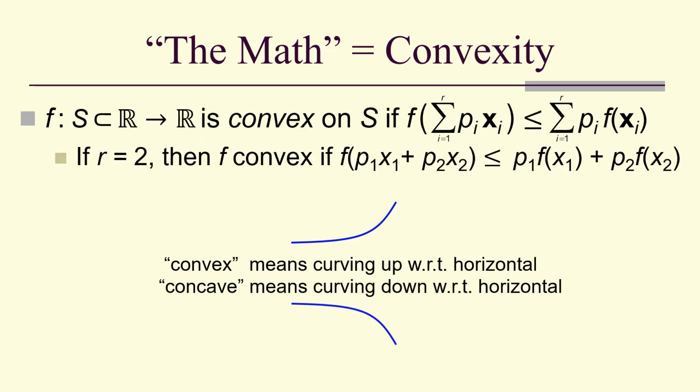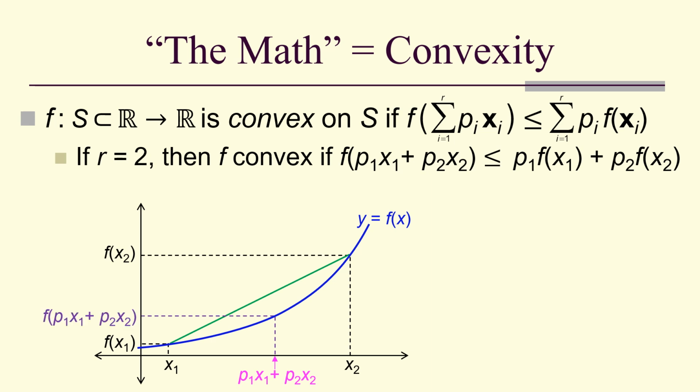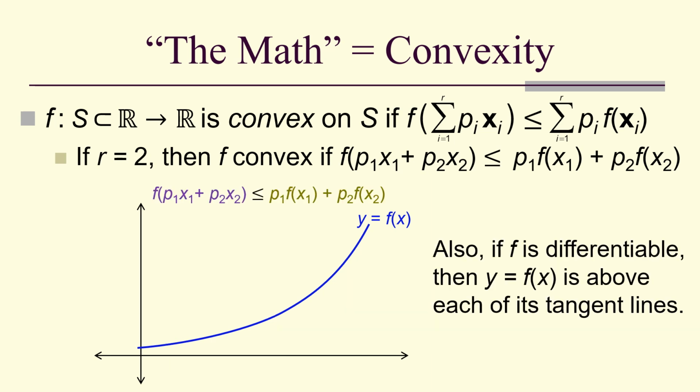If r equals 2, then Jensen's inequality gives me our 0th order condition. If I've got a convex function, then I've got f of x1 and f of x2 at points x1 and x2. I draw this secant line. I look at the convex combination of the x's, and that function value is below the secant line value. That's the 0th order condition. And remember also, if f is differentiable, then y equals f of x is above each of its tangent lines.